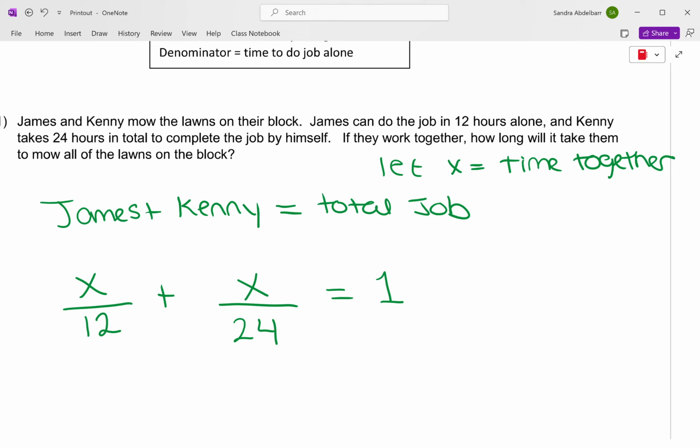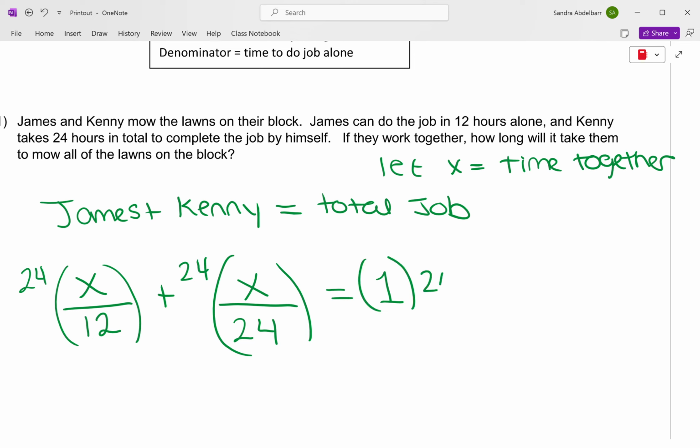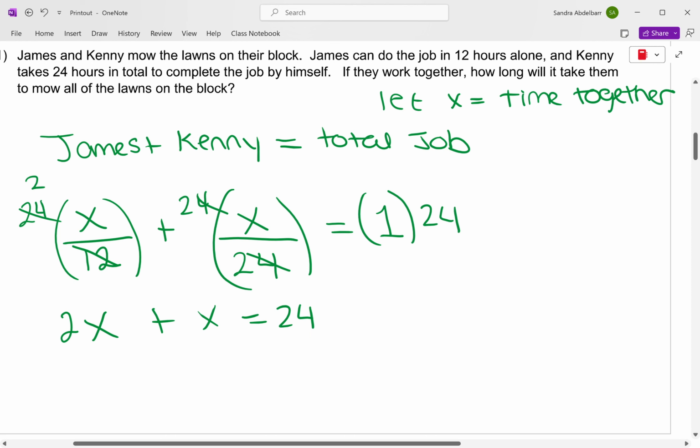So now what I'm going to do is I'm not going to create a common denominator. I'm going to eliminate the denominator. How do I eliminate the denominator? Multiply everything by 24. So we're going to get 2x plus x equals 24. So what does x equal? 8.